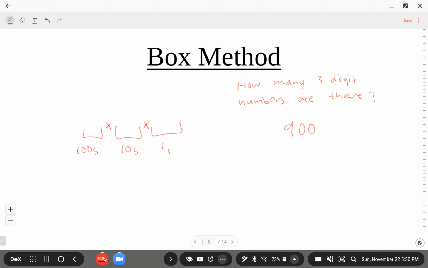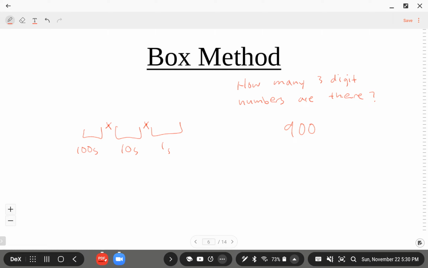These boxes are all the possibilities for each of the digits. How many possible numbers are there for the hundreds digit? How many possible numbers are there for the tens digit? How many possible numbers are there for the ones digit? And we have 3 boxes, right? Because we have 3-digit numbers. There's only going to be 3 digits.